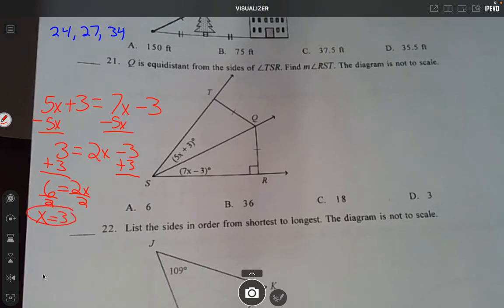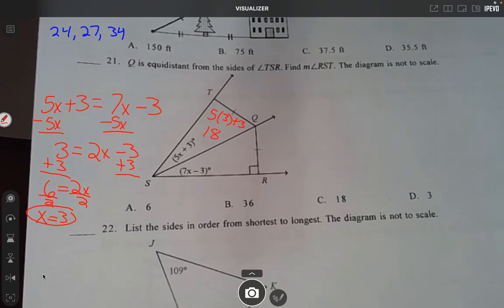I went through that kind of fast. I was just solving. Okay? Now, that is an answer choice, but you have to be careful here. Did it ask for x? You have to plug it in. So let's plug it in to either one. I'll plug it into this one. 5 times 3 plus 3.